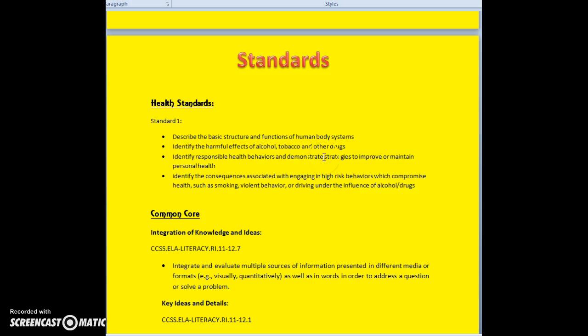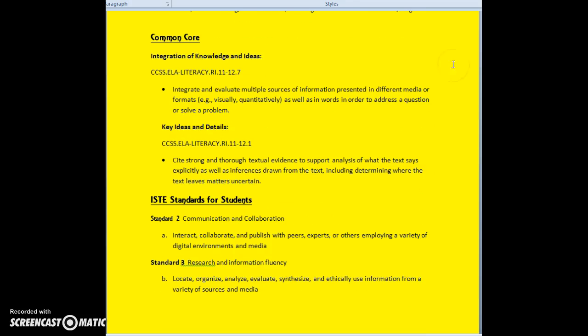Responsible health behaviors demonstrate strategies to improve or maintain personal health. This will deal with refusal skills and ways for people to find why the legal drinking age is 21 years old. And identify the consequences associated with engaging in high-risk behaviors, which compromise health, such as smoking, violent behavior, or driving under the influence of alcohol and drugs. This will be dealt with later on by talking with drug counselors and how different treatment is available for different drug abuse. Then there's Common Core standards with literacy.